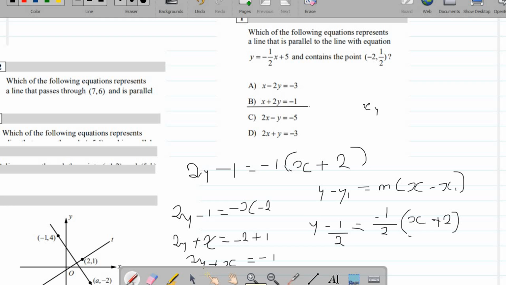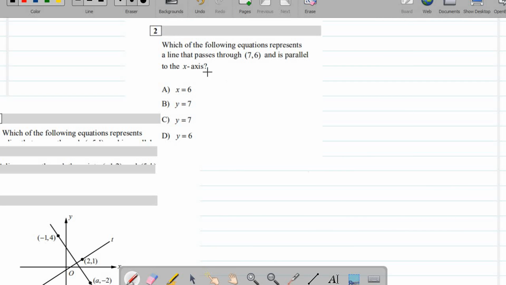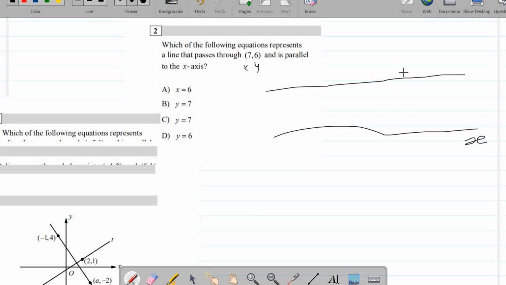Let's move on to the next one. Here we have a question, which of the following equations represent a line that passes through 7, 6 and is parallel to the x-axis. Now this is the x-axis going this way. Remember, this is the x-axis, and anything that's parallel to the x-axis is defined by y. Anything that's horizontal is defined by y equal to something.